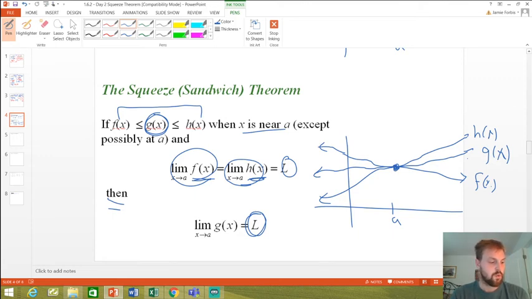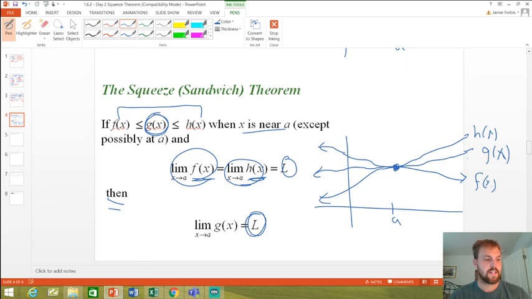So if g of x is squeezed between f of x and h of x near x equals a, and if f of x and h of x have the same limit at a, then g of x is forced to also have that same limit.